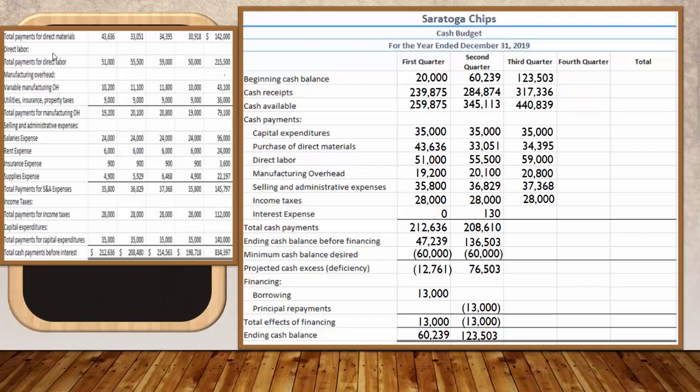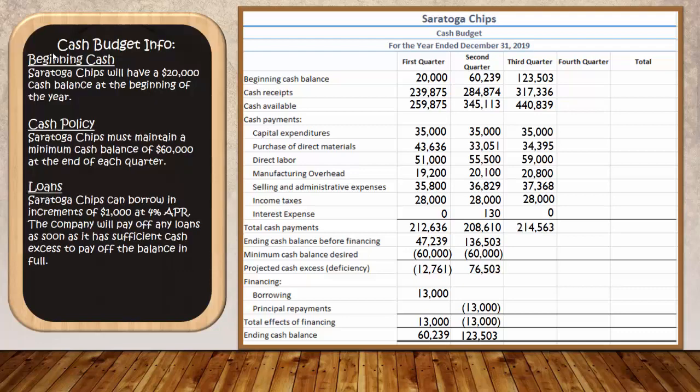Our loan is completely paid off at this time, so we're not going to have to accrue any interest that we owe. We don't have to pay any interest expense, so we have an interest expense of 0, meaning that our total cash payments are the sum of the 7 numbers in the cash payment section for the third quarter, and that's going to be $214,563.